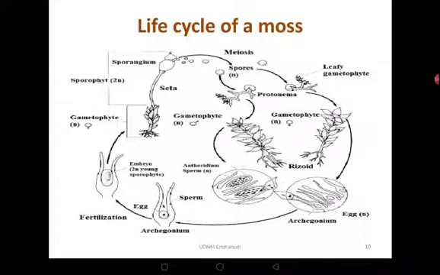We have the gametophyte, which is haploid, N, single N, and then we have the sporophyte, which is diploid, 2N. And then we have the antheridia, which is the sperm producing organ, and then the archegonia, which is the egg producing organ. I want you to look at that life cycle. Have you seen the antheridia and archegonia?